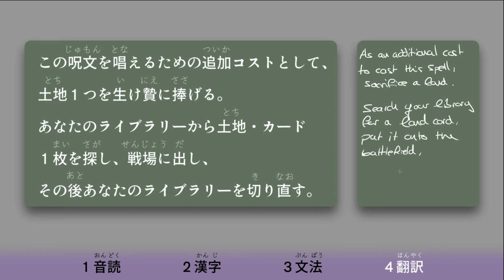Following this, we have その後、あなたのライブラリを切り直す. その後 is after that or then. 切り直す is a verb that means to shuffle, like shuffle a deck of cards. あなたのライブラリを切り直す is to shuffle your library. When are we doing that? We're doing that after we have searched and then put that land card onto the battlefield. その後.